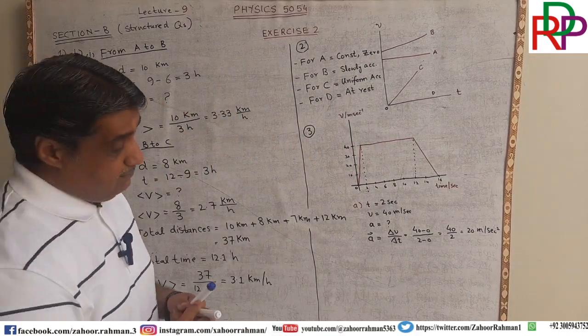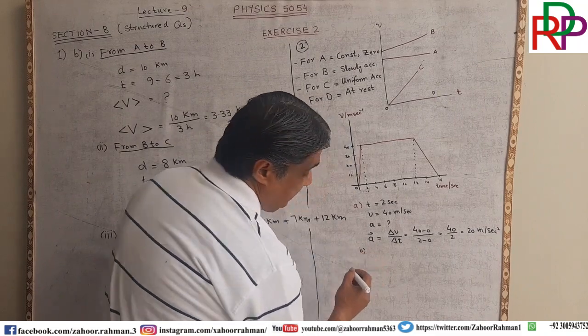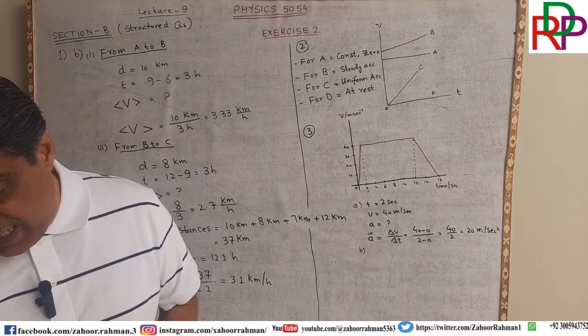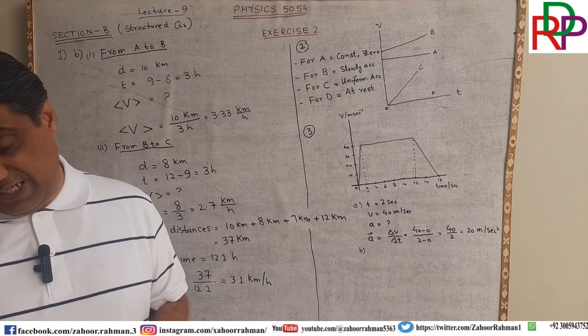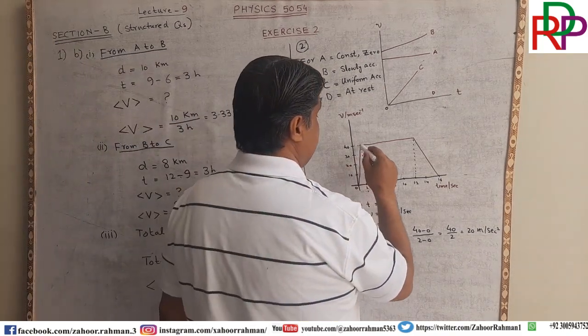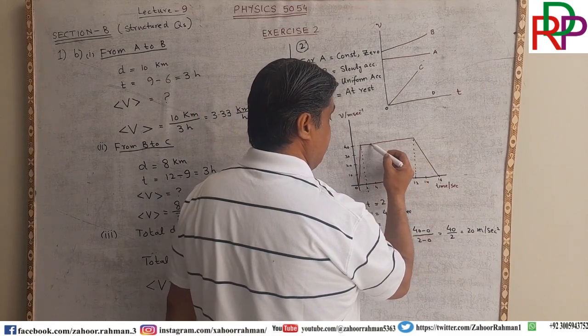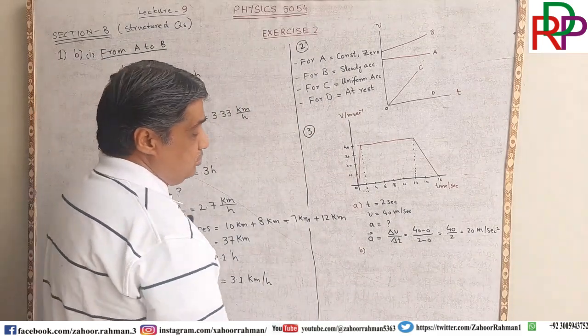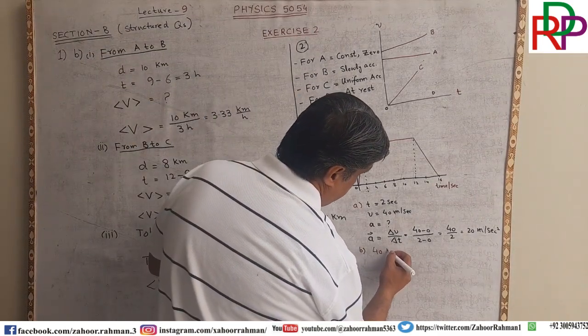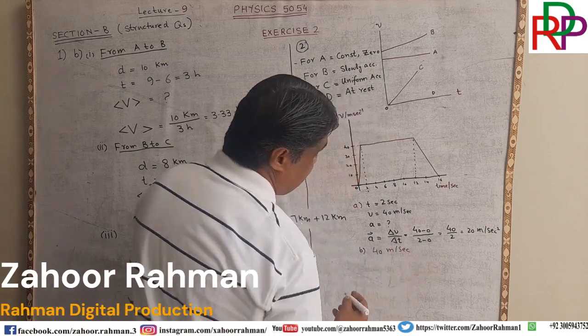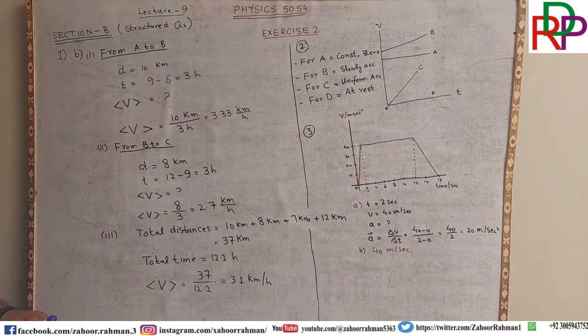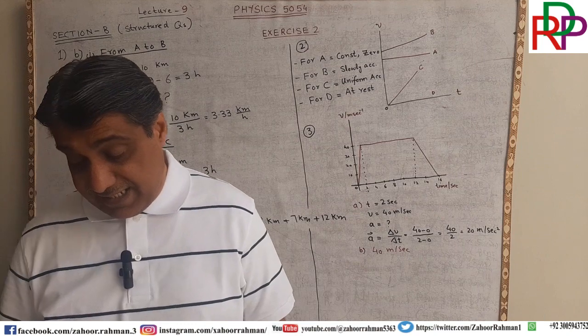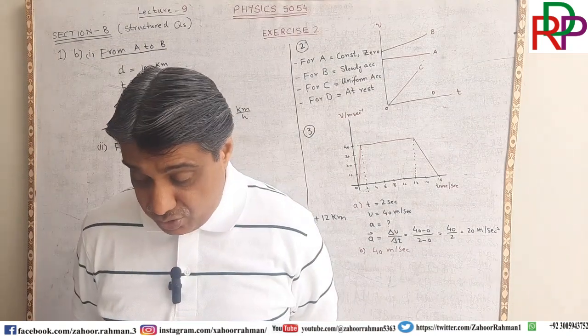Part number B is saying the maximum velocity attained by the train, and you can see that this is the maximum velocity till 40, then it is constant. So 40 meter per second is the maximum velocity attained by the locomotive train.